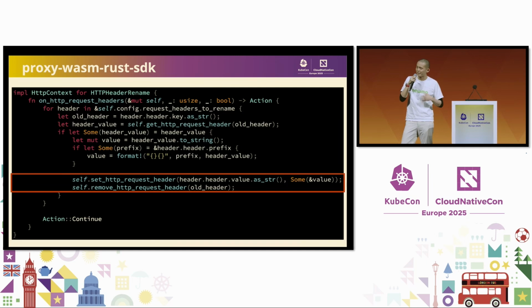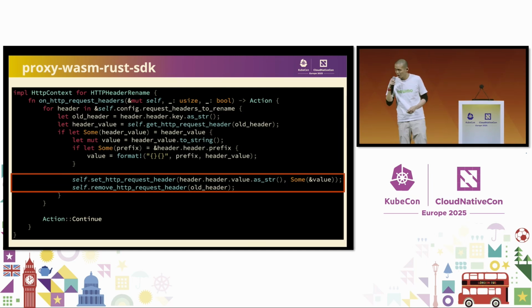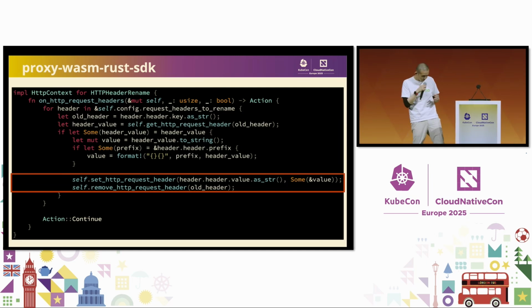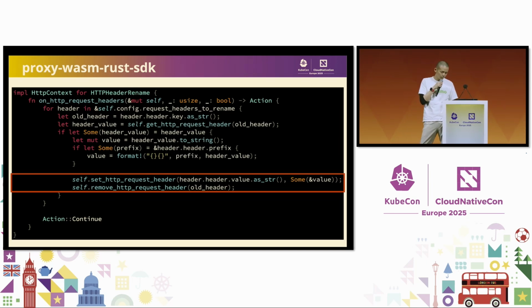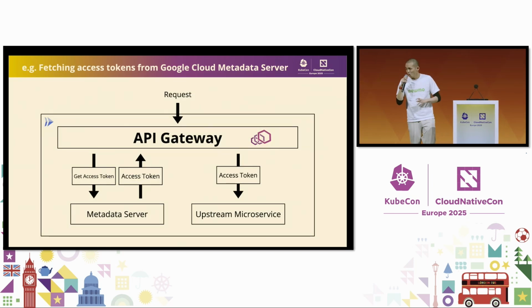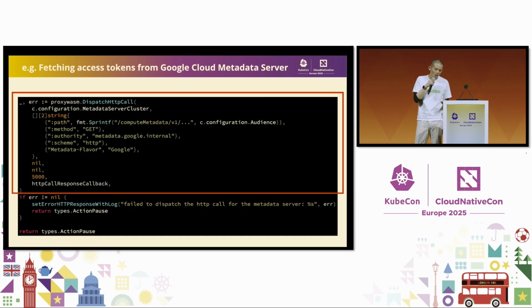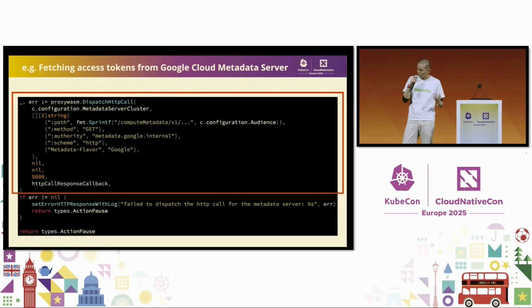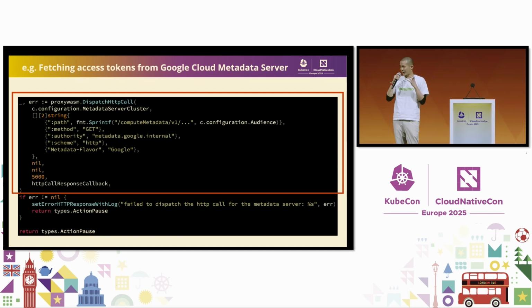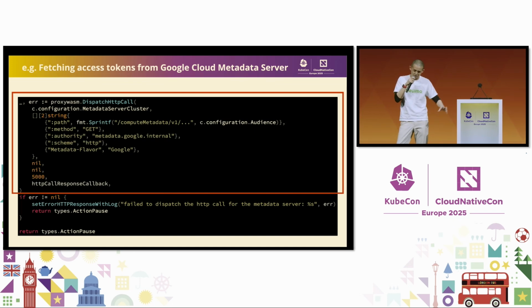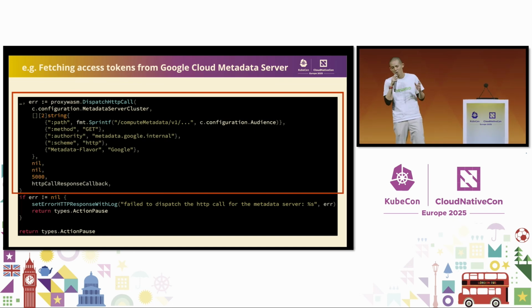By using the proxy-wasm SDK, in this case written in Rust, we can write custom logic like that. In this case, it is just renaming headers for upstream services. And for a more complex situation, I created a WebAssembly module that makes Envoy fetch access tokens from the Google Cloud metadata server in the Google Cloud environment. In this case, it is written in Go. I employ an HTTP callout from Envoy to the outside of Envoy in WebAssembly modules.